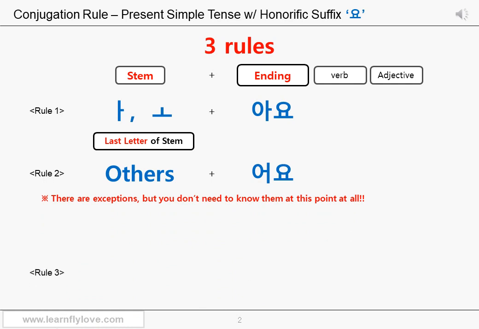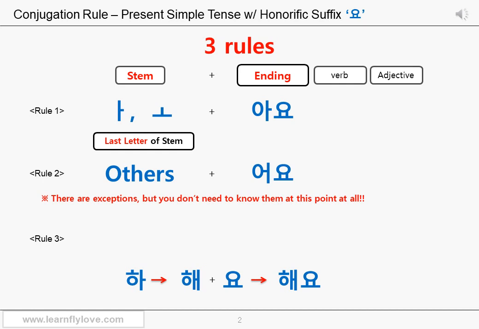Rule number 3. This is the special rule that I made for you. When the last letter of the stem is ha sound, you turn the ha sound into he sound and add the honorific suffix yo. So it's basically heyo. No matter whether it's a verb or an adjective.